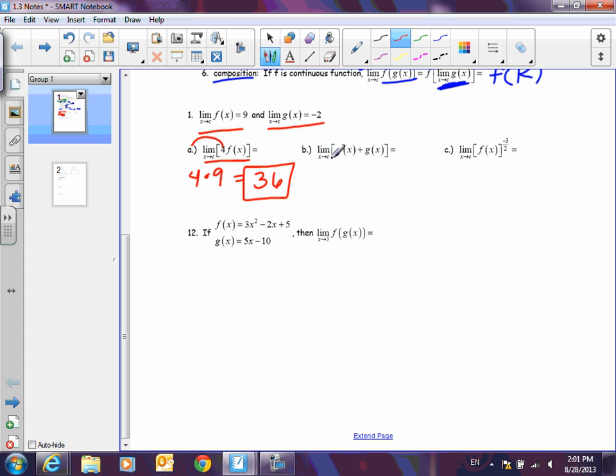Okay, so what do you think about part B, the limit of f of x plus g of x? The f of x outside. So we're not multiplying. We're not going to bring this outside the same way we did before. Yeah, 9 plus negative 2, which is how much? There we go. That's it. Okay, what about C?